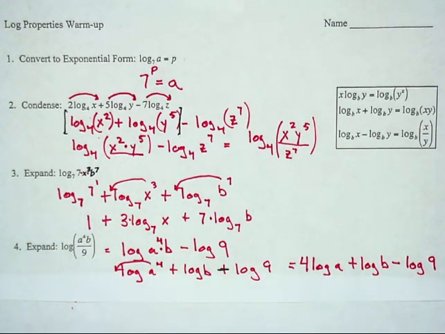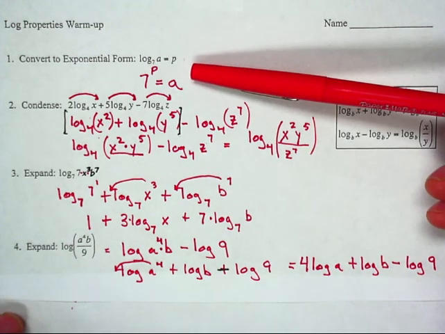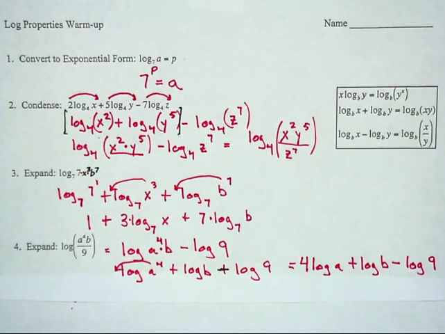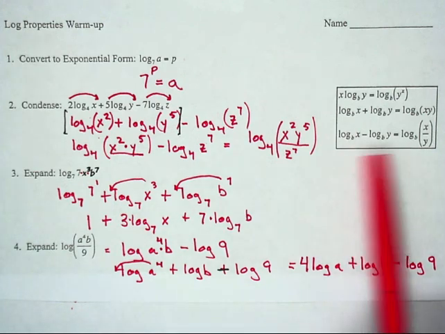So those are just 3 examples of properties, and then one example just converting from exponential to logarithm form, or vice versa. And we'll be doing a lot more practice with these examples.